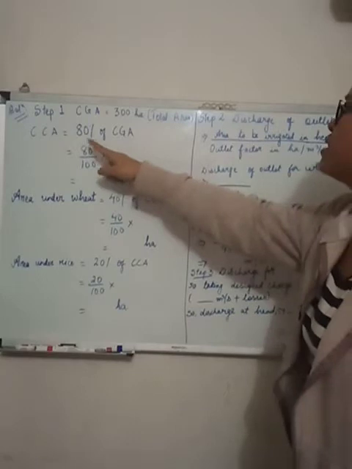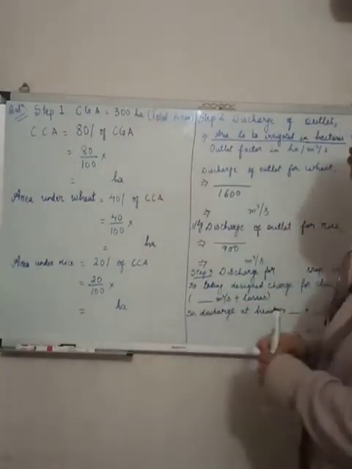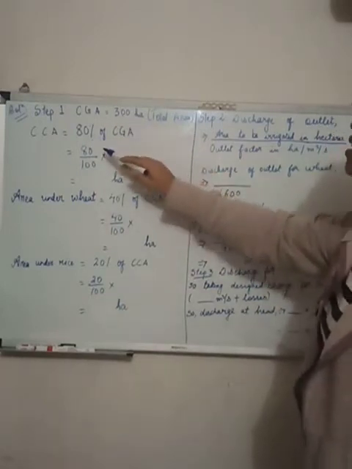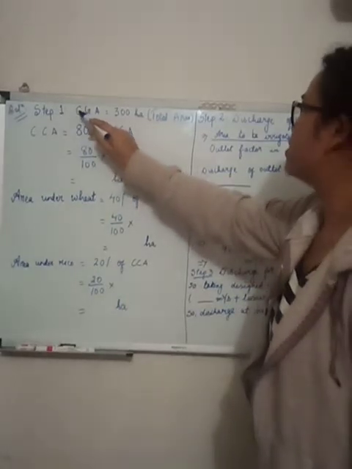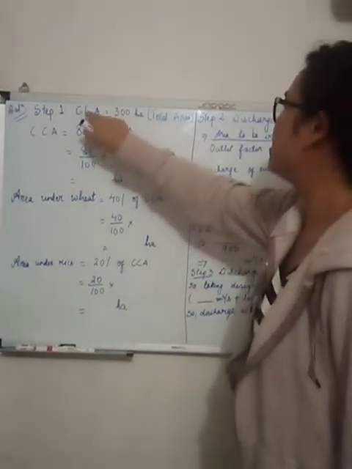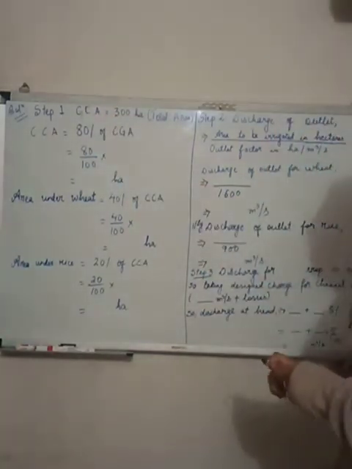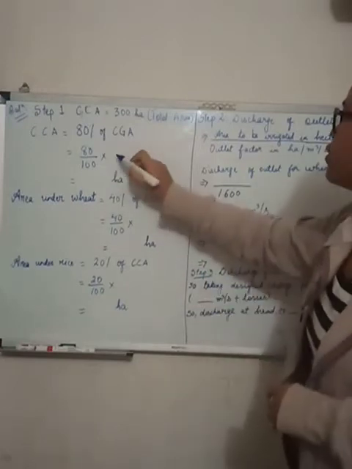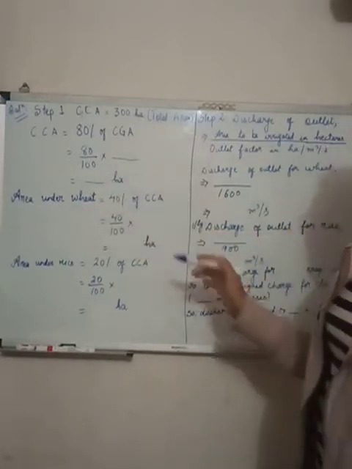So CCA will be 80% of CGA. CGA is 300. Sorry, GCA, gross commanded area. So you remove this percentage sign, divide by 100, and here you write 300. So you calculate, and you will get the answer in hectares.